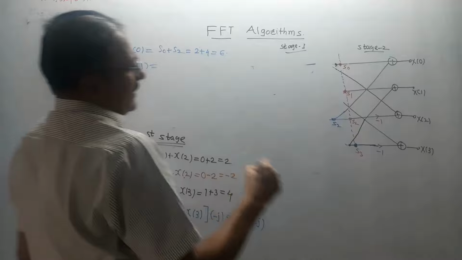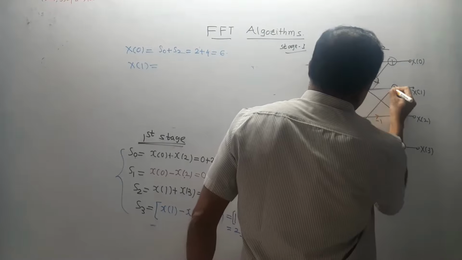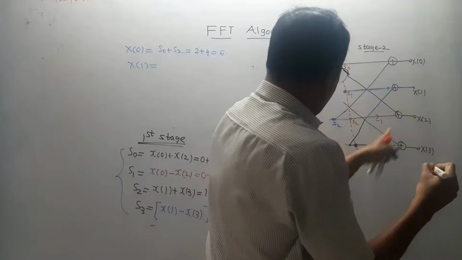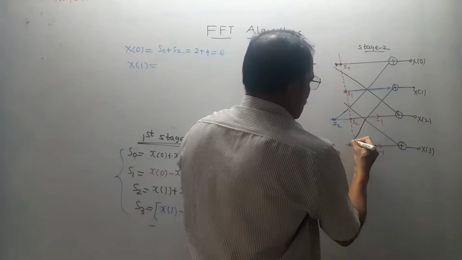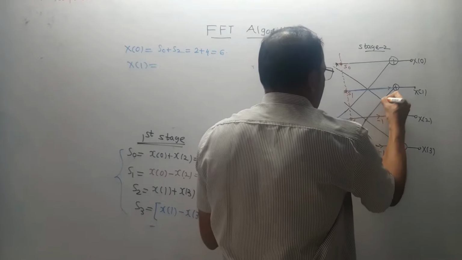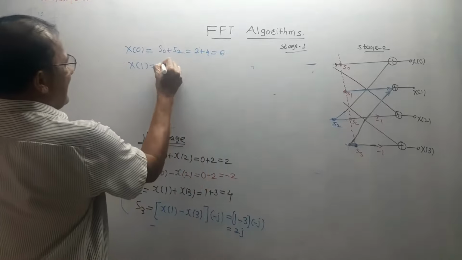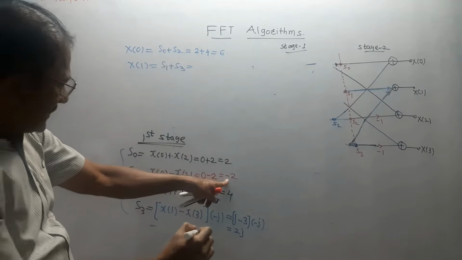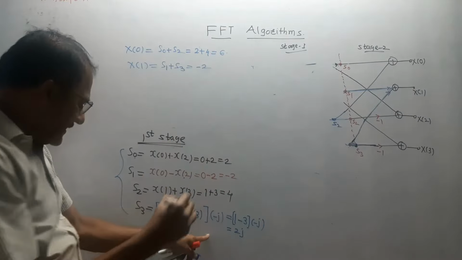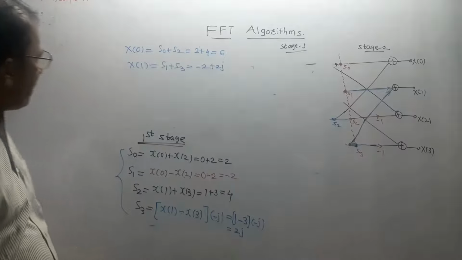Second, X of 1. In the same way, for X of 1, this S1 is directly connected, this line, and another thing is S3. This part is the same as S3. So S3 is connected, this line I am talking about. So X of 1 is S1 plus S3. Refer to the earlier calculation. S1 is minus 2. S3 is 2j. So minus 2 plus 2j.